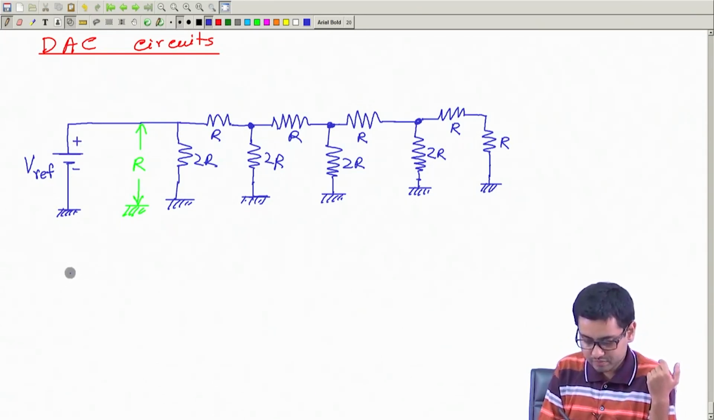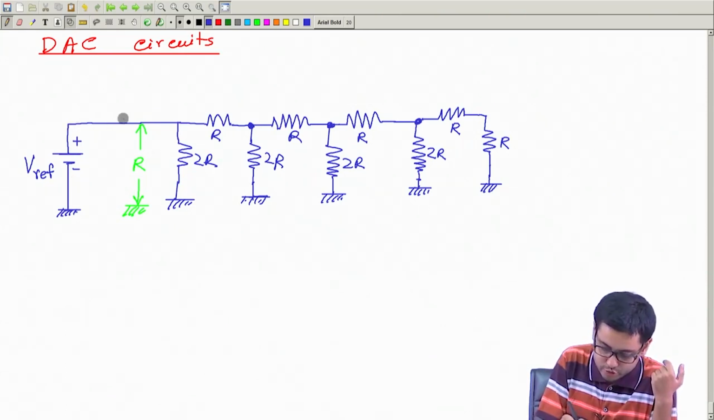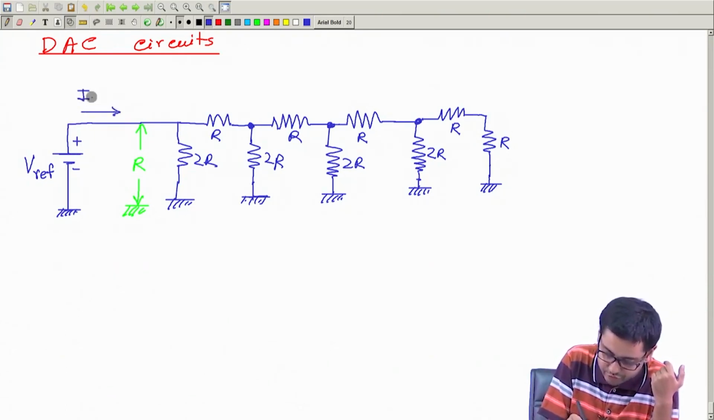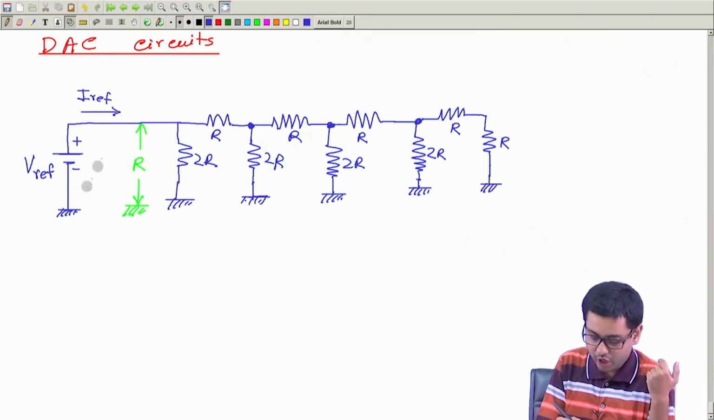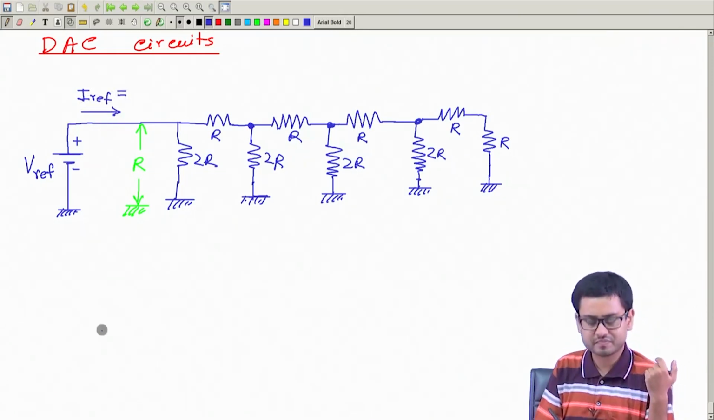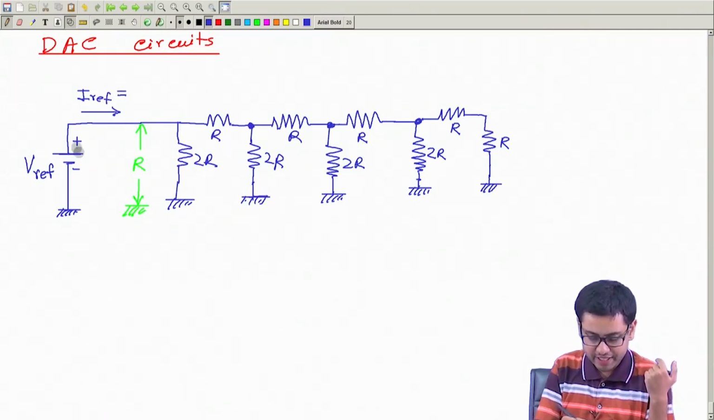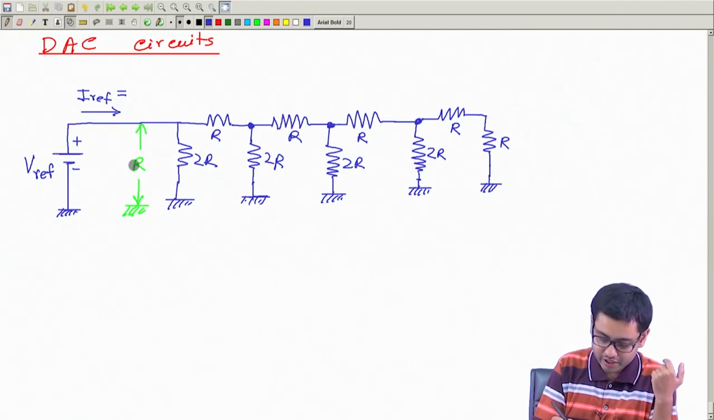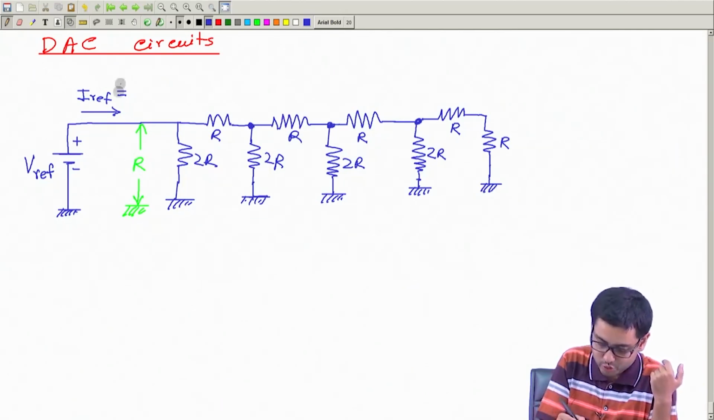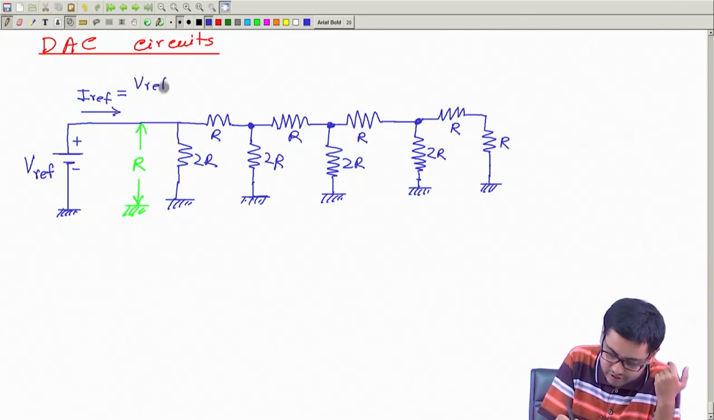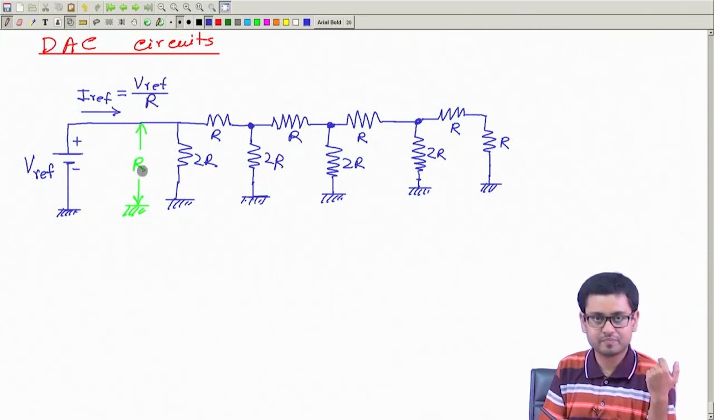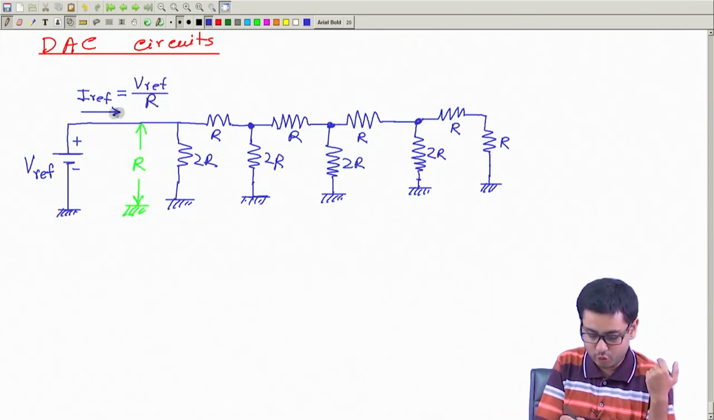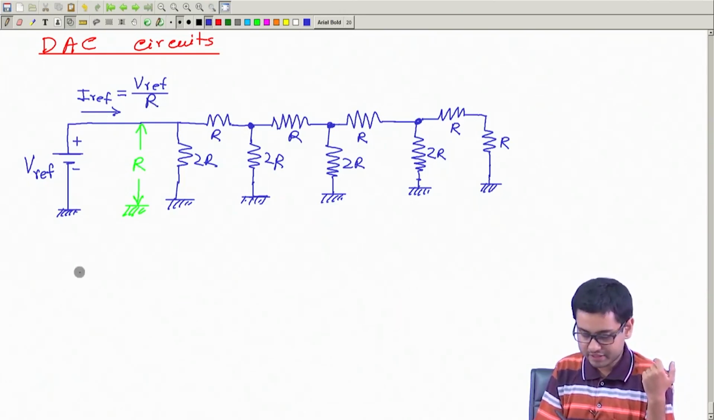So how much current will flow? Call this current I ref. How much will this be? This will be this voltage divided by this resistance, which is the equivalent resistance of all these things, which is R. So this will be V ref divided by R. So this is the current that flows, right?